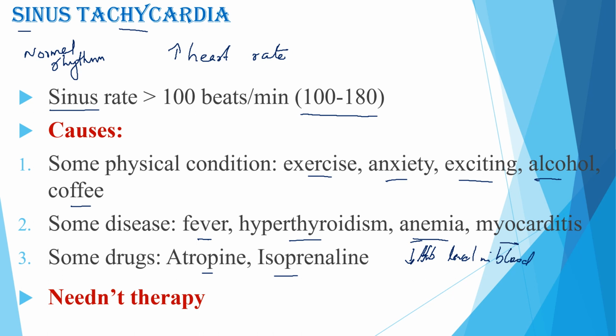When there is a decreased hemoglobin level in the blood, our body demands more oxygen because hemoglobin is the oxygen carrier. So when there is decreased hemoglobin, our vital organs and peripheral body parts get decreased oxygen supply. So automatically it demands more oxygen. According to that, as a compensatory mechanism, the heart beats faster.